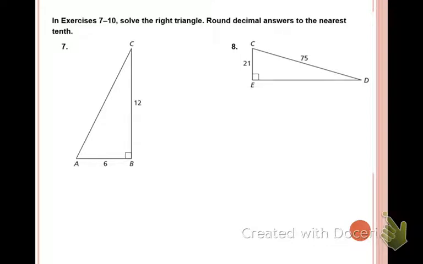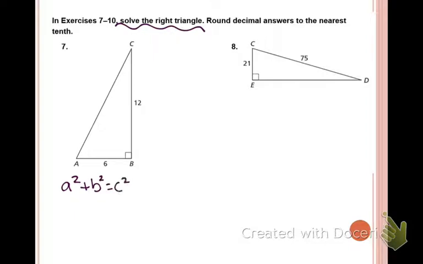Thank you. So number 7, it says solve the right triangle. What does solve the right triangle mean? Solve for all the missing pieces, all the missing angles, all the missing sides. So let's solve for the side first. How do I find the missing side when I'm given 2 sides? Pythagorean theorem.